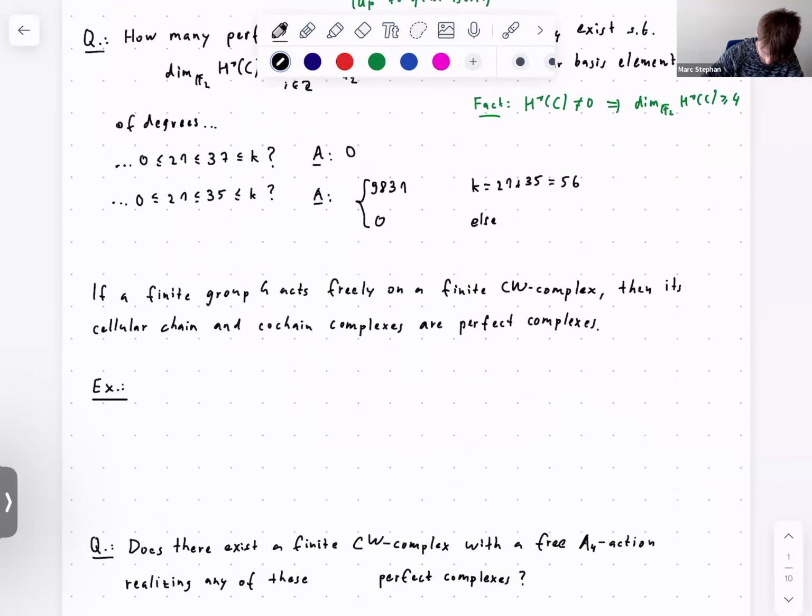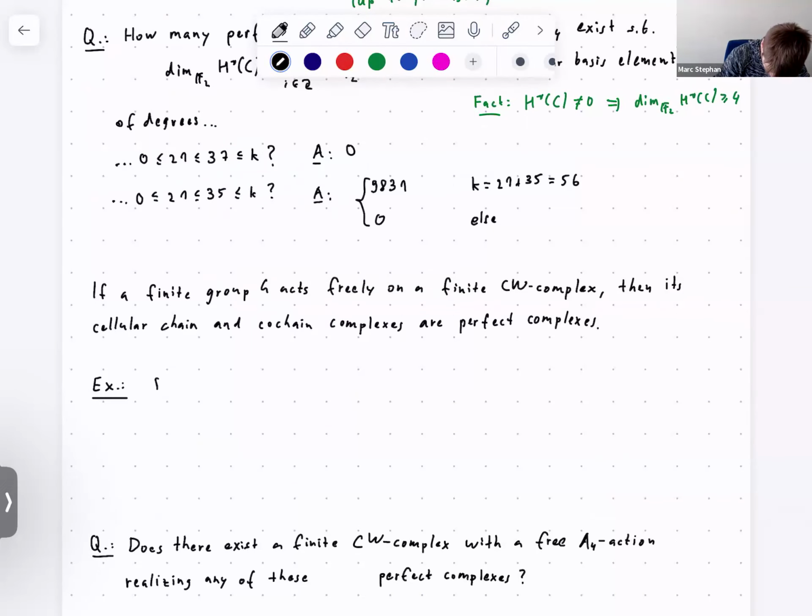Let's look at a very basic example. Let's look at the circle S1 with the antipodal action by the cyclic group of order 2, and I'll call it generated by tau. Then we have the following CW structure. We have 2 points, x and then tau of x. We have 2 one-cells, that would be A and tau of A.